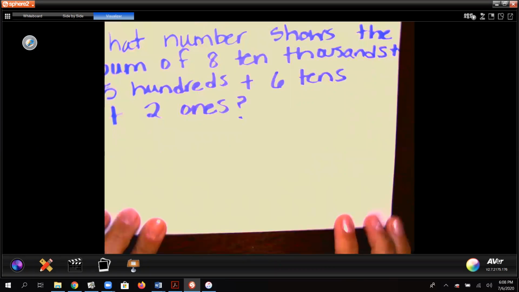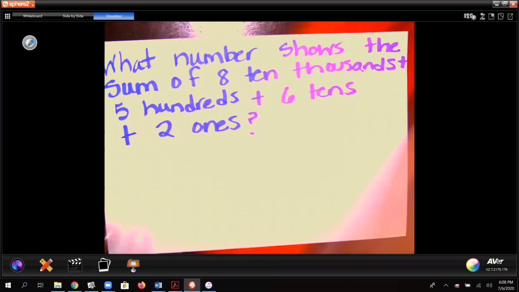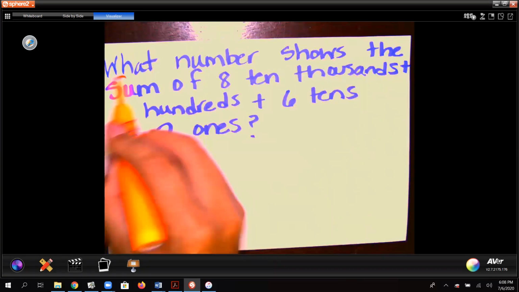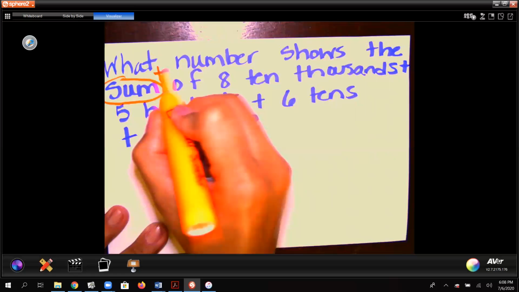Okay, this one says, what number shows the sum of 8 10,000s plus 5 hundreds plus 6 ones plus 2 ones? So there's a word here that's very important, the sum. And what does sum mean? The answer to an addition problem. So I'm just going to put that there so I don't forget.